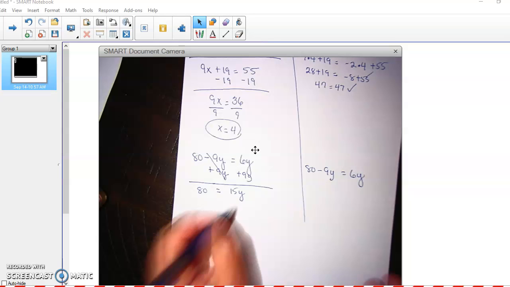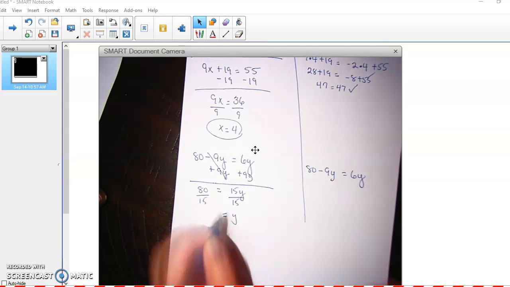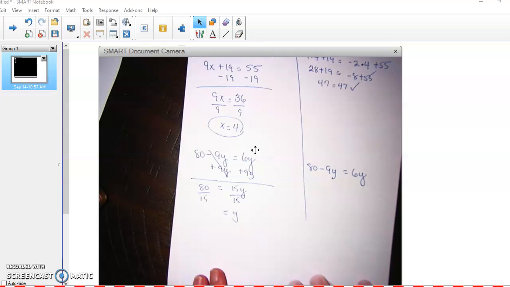Now I'm going to divide both sides by 15. And then y equals, and let me simplify that, 16 over 3.